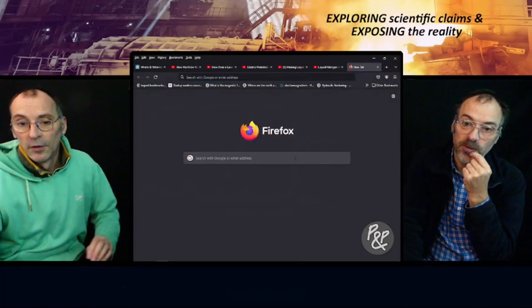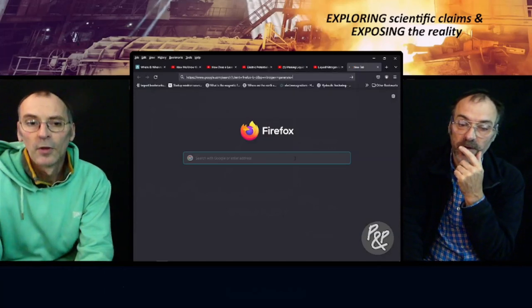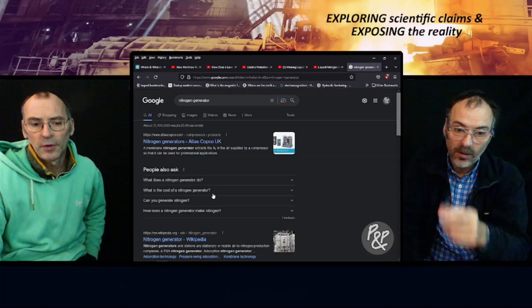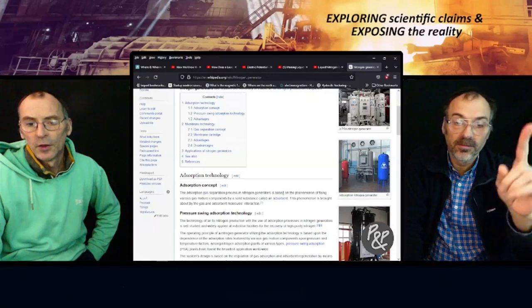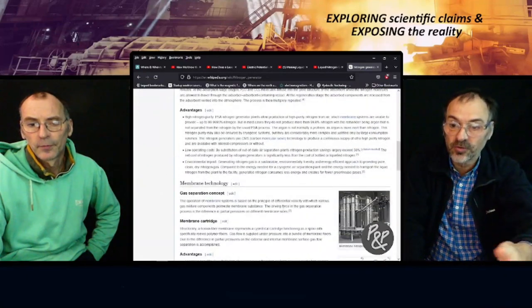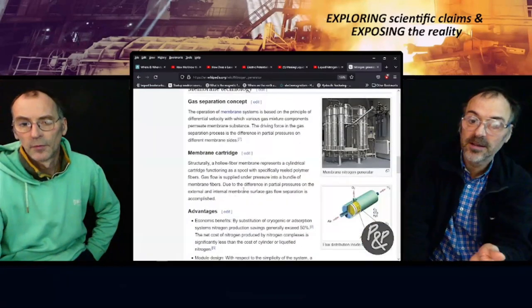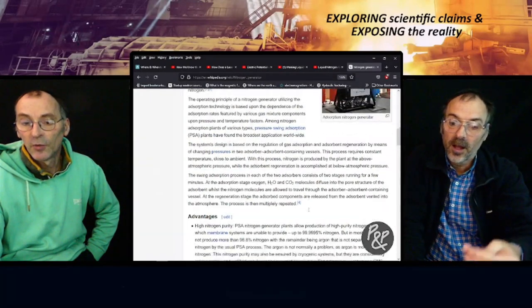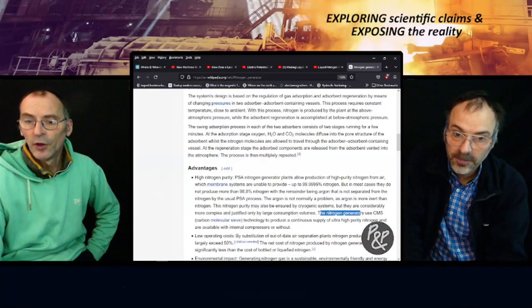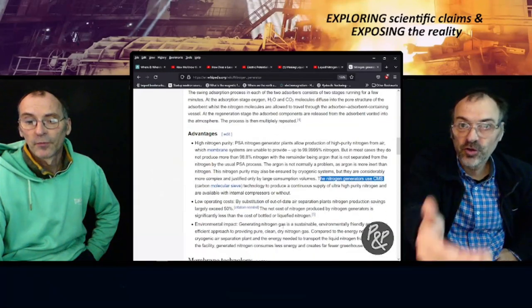Just quickly get up the Wikipedia page on nitrogen generator. Here we go. So they use a variety of methods to separate nitrogen. One of them is membrane technology. One of them that is most common is PSA, pressure swing absorption, by using carbon molecular sieves. Yeah, the nitrogen generators use CMS, which is carbon molecular sieve, which nitrogenizes the airstream.